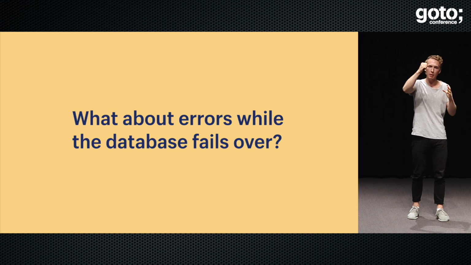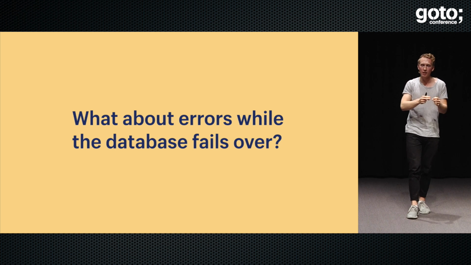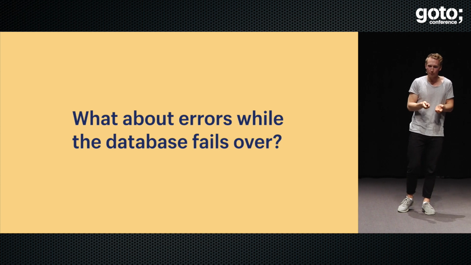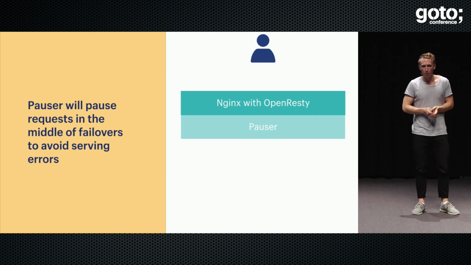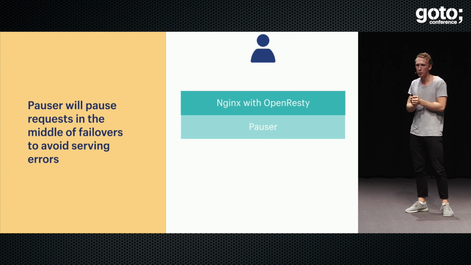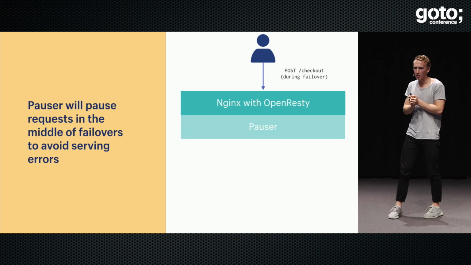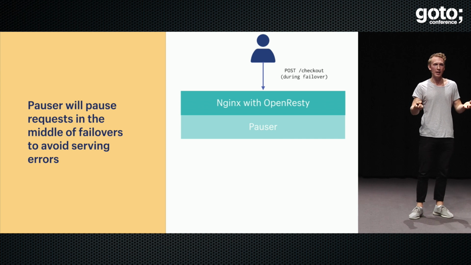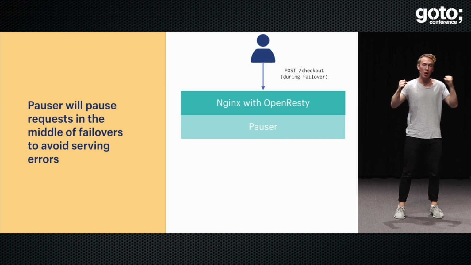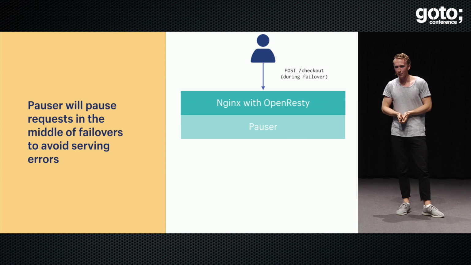If you can pause the request while they can't be served in the new region, and you know that they're going to do a write, you can do basically zero downtime failovers. So the pauser module will pause requests in the middle of failovers to avoid serving errors. So a customer comes in, they're trying to create a new checkout, doing a failover, doing those critical seconds where the database is not yet writable in the new region.